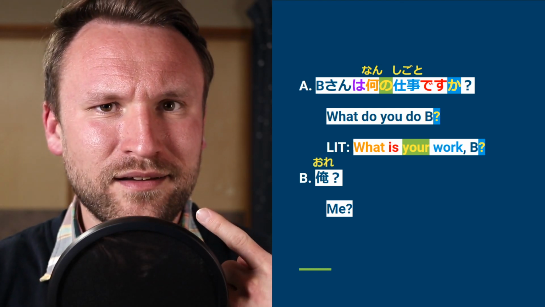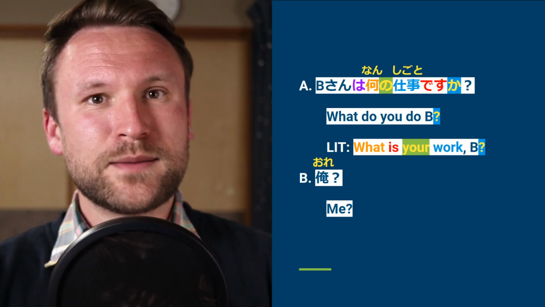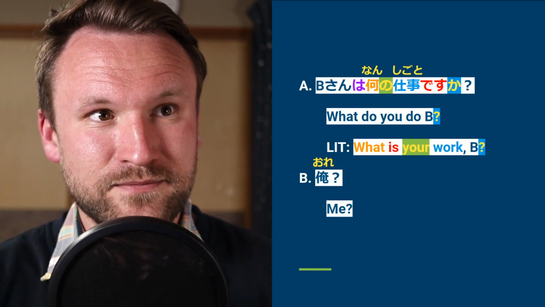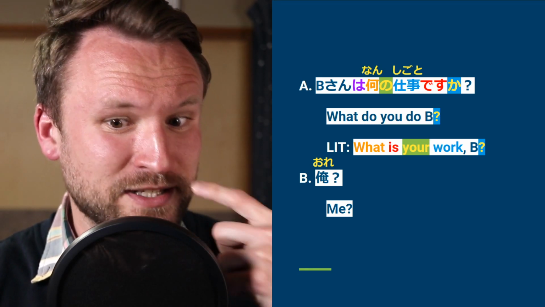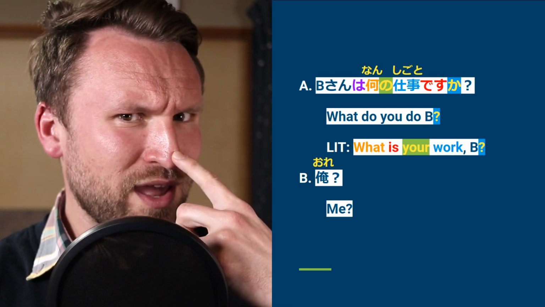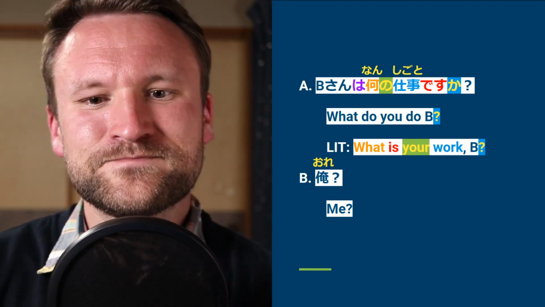Ore? Did you know that Japanese people point to their nose when they refer to themselves? In America, we generally point to our chests, right? Generally speaking, I think. Japanese people point to their noses when they're talking about myself. So this person might say, ore? Ore is a very masculine version of I. Me?